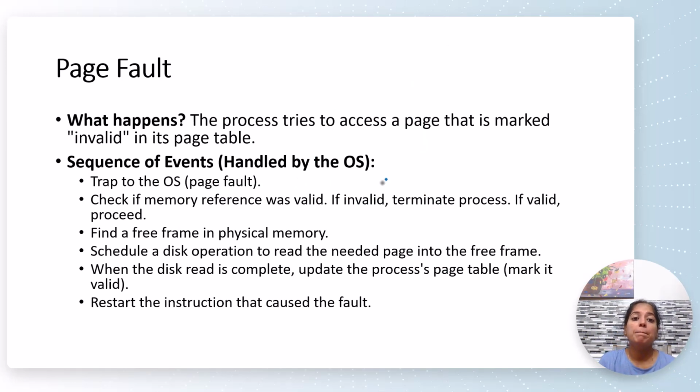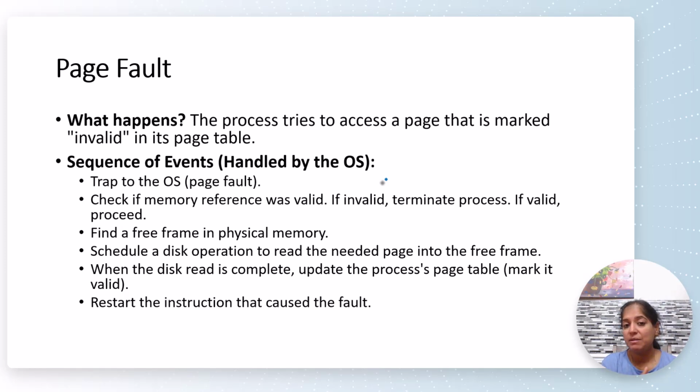Now, the page fault. The process tries to access a page that is marked as invalid in its page table. So what will happen? There will be a page fault. You're trying to get a page which is not in memory, which is not in the page table. So a trap will be sent to the operating system.